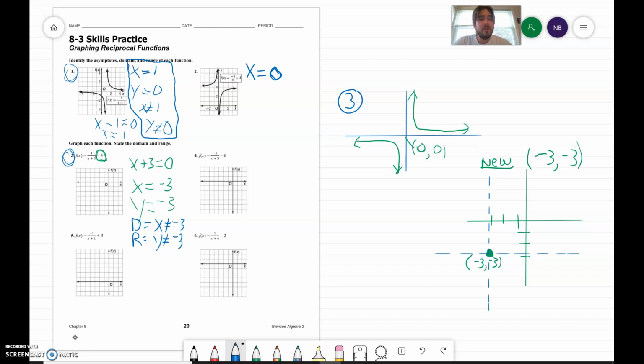Okay, so what we did was we plotted our new origin. As you can see, it moved from 0, 0 down here to -3, -3. Now the last thing we need to do is we need to put our curves back in it also. So to put the curves, I'm going to do that in red. And when we do the curves, we want to look at what A is, okay? And A is the numerator.